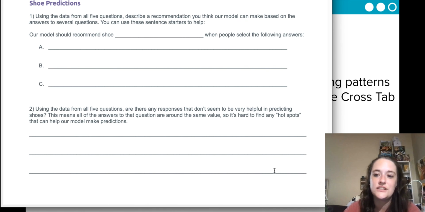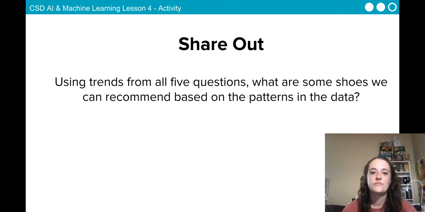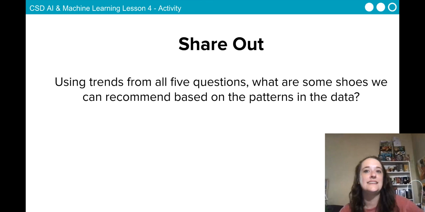Okay, so you're just going to complete this, and then you're going to submit it to Schoology, okay? Using trends from all 5 questions, what are some shoes we can recommend based on patterns in the data? I want you to share it on the discussion board, since you can't share it out. So share it on the discussion board.